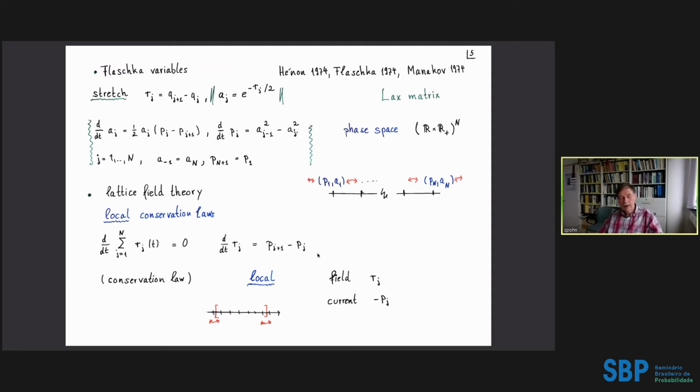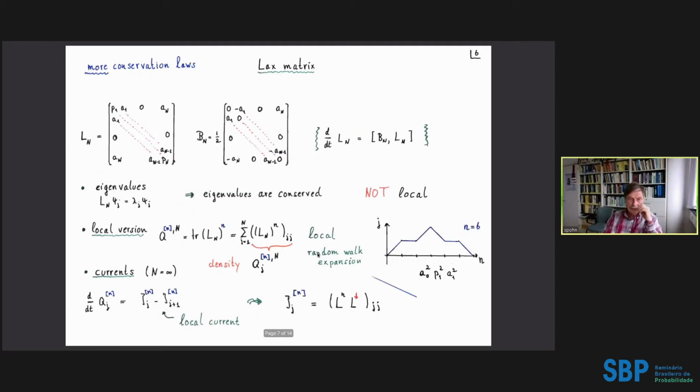Okay, but now the claim is that there's not only this one, but there are many, many more. And so how do I get all the other ones? This is what you learned from Flaschka. And he was telling you that there's a simple construction, which is based on what is called the Lax matrix in this business. And I've written this down for the periodic boundary conditions.